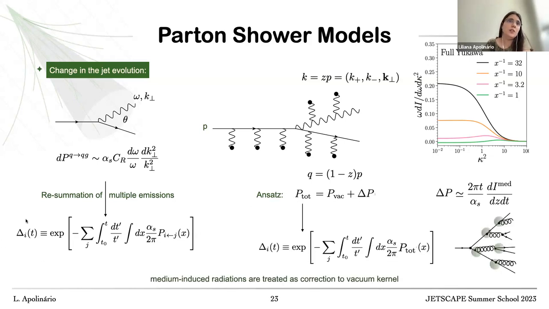And instead of having the Sudakov just as in the vacuum, you have a modification of your splitting function. This means that you treat the finite pieces of your spectrum as corrections to your vacuum kernel. So this, for instance, would be an example of how to modify the jet evolution of your parton shower.